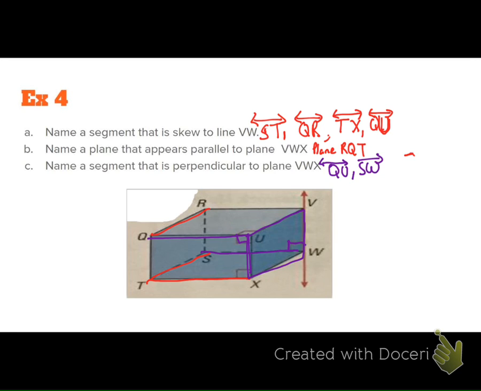So again, if this is the wall, I would actually like to use this box again so I can move it. And this is our plane that we're trying to find segments that are perpendicular to, this wall right here. Well, the things that are intersecting it are this line right here, this line right here, this line right here, and this line right here. Do all of those form right angles?